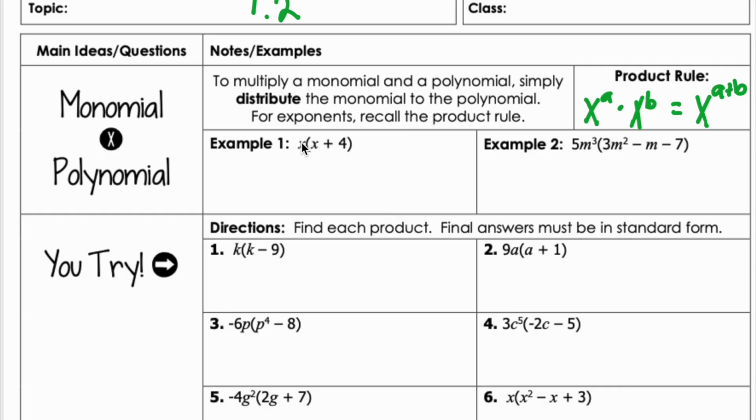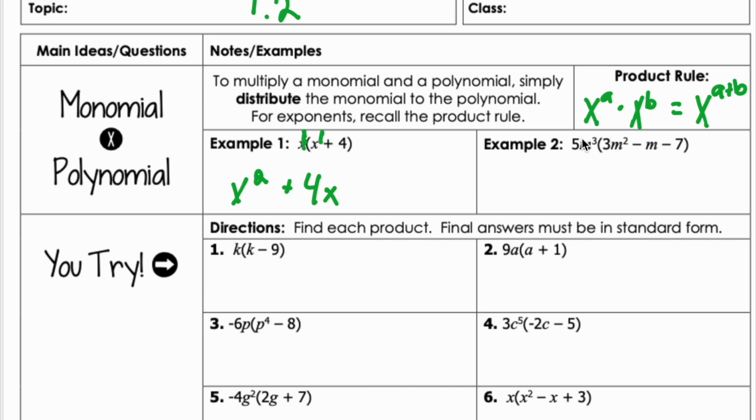So what we're going to do is distribute our x in this example to both of the terms inside the parentheses. So now I have x times x, and we know that both of these x's have a degree of 1. So 1 plus 1 is 2. So now I have x squared. And then I have an x times 4, which is going to be 4x. And this is our final answer. And we know that because this is in the order with the highest degree first.